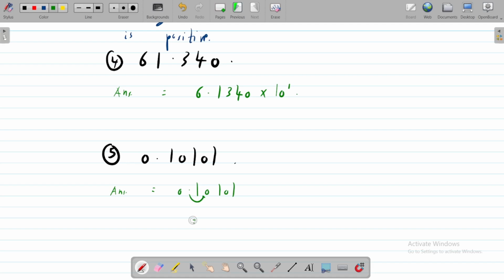And for the second one, okay, so we took it one place forward. That's 1.0101 times 10 to the power of. Yeah, correct. Good. Both of them are correct.